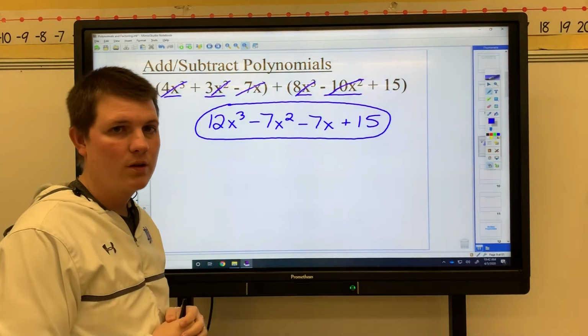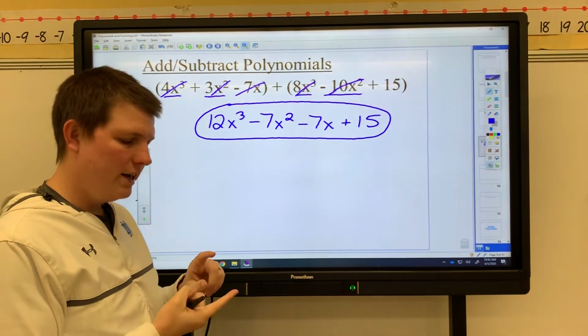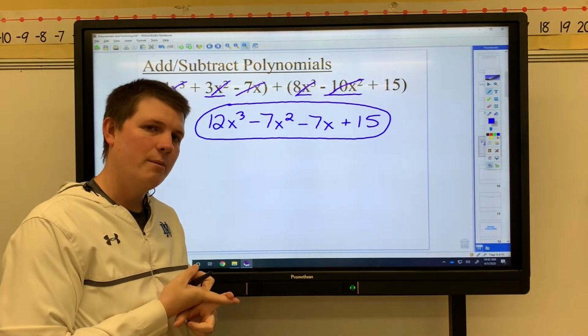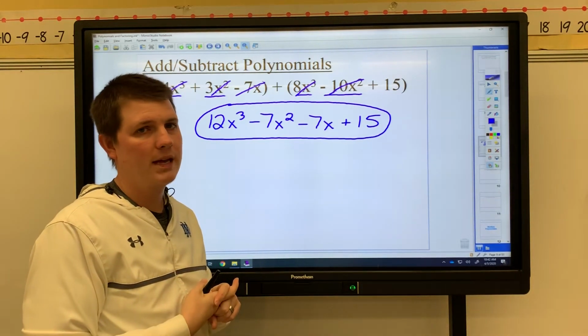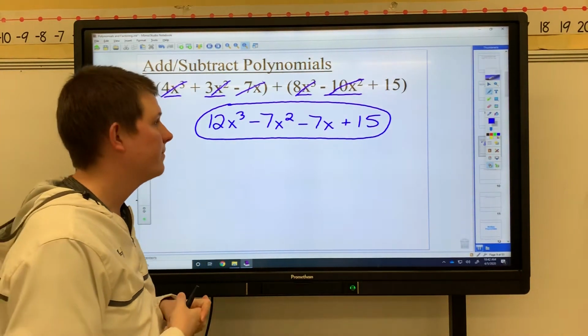So that is our answer. How do we know it's our answer? When it is in order by degree from left to right, biggest to smallest, and when I have no more like terms. I have no more like terms I can combine. So this is our answer. Let's do another one.